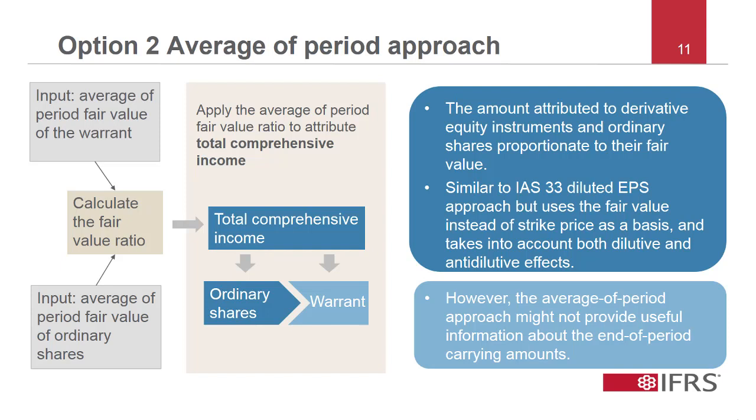The amount attributed to derivative equity instruments and ordinary shares would be proportional to their fair value, and therefore, unlike the full fair value option number 1 we just looked at, it would not be possible to attribute a negative amount if the company as a whole made a positive total comprehensive income. And that's compared to diluted EPS of IAS 33. The average of period approach uses the fair value of the derivative equity instruments instead of their strike price, and is not limited to instruments that are dilutive at the reporting date.